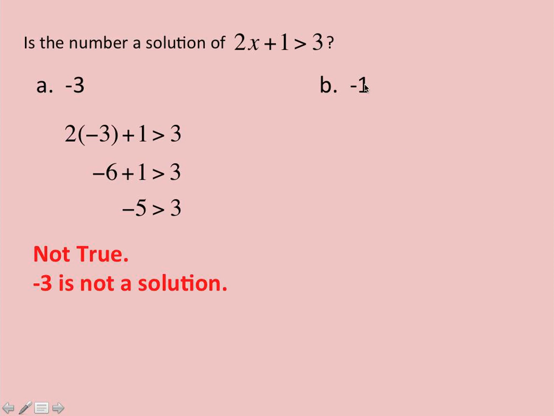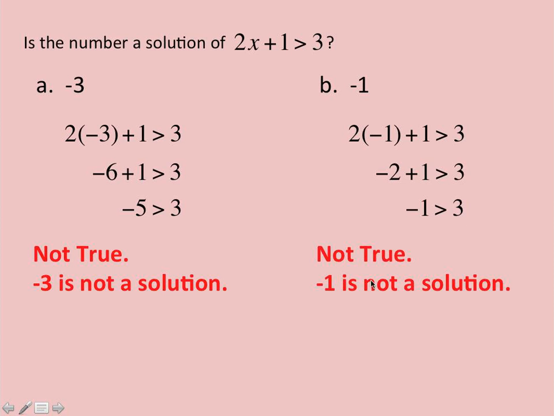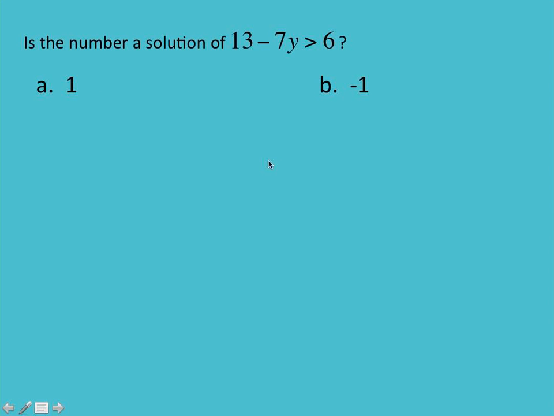Let's try this one. Plug in -1 right there. So 2 times -1 plus 1. Is that greater than 3? This gives me -2 plus 1. That's -1. Is that greater than 3? No, -1 is not greater than 3. So it didn't work. Not a solution. Okay? Easy. Plug it in. See if it works.